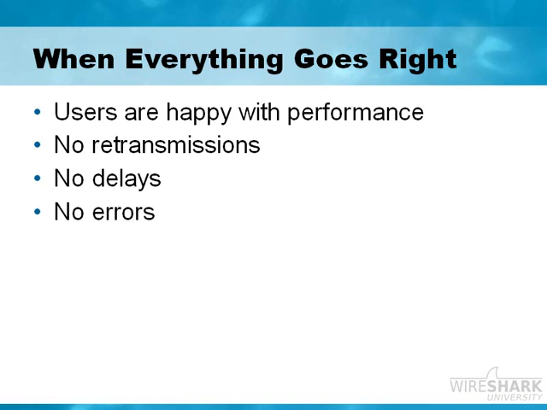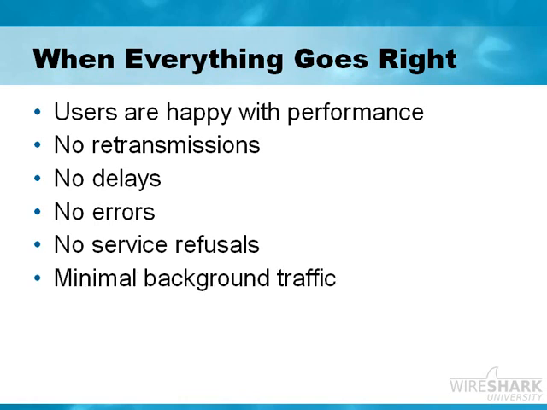In addition, we shouldn't see any errors. We shouldn't see a request for service and an application respond by saying, no, I can't provide that service to you. We shouldn't see any service refusals where the server says, I won't provide that service to you because I don't understand what you're asking me. In addition, we shouldn't have a lot of background traffic, a lot of noise on that cabling system as far as broadcasts or multicasts. And we want to see that the communications take the most direct route.